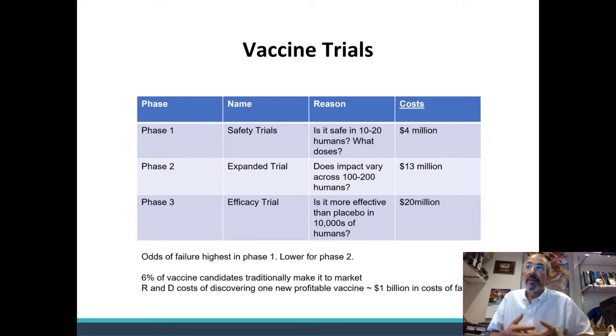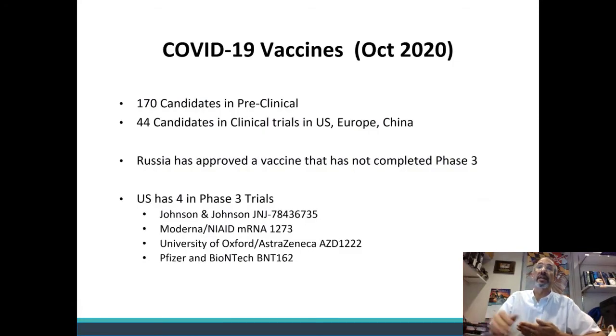Miraculously, and I think it is a miracle, we only got the genetic code for the SARS-CoV-2 virus in January of 2020, and we already have over 100 vaccine candidates. This is unbelievable rapid progress. 170 candidates are currently in preclinical. This is as of October 2020, and this is changing every week. So I'm sorry that you're watching this after October, if you are, because this has been outdated.